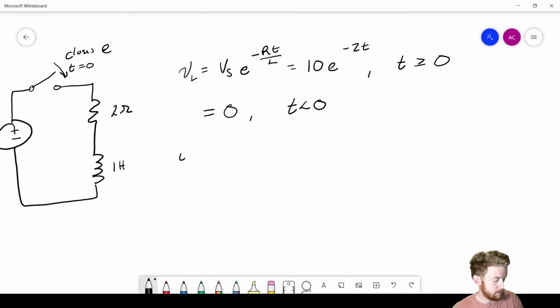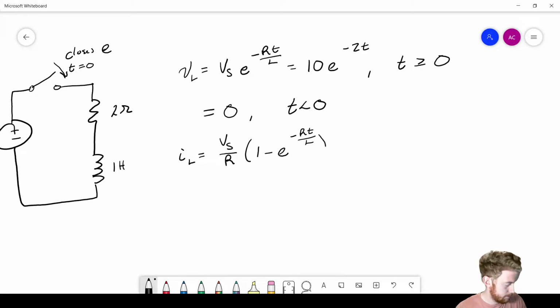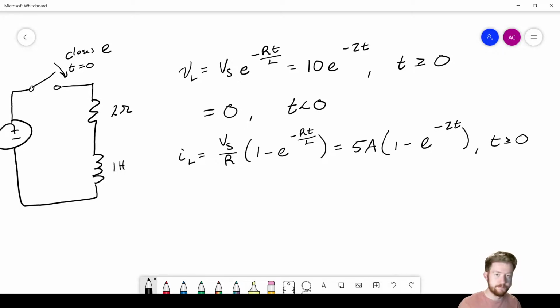Okay, so now let's look at the current. The current through this inductor is going to be Vs divided by R times 1 minus e to the negative Rt over L. That was the formula that we derived before. So we can see that this is going to be equal to 10 volts divided by 2 ohms, which is going to be 5 amps. I wanted to specify amps so that we know that this is current. And then times 1 minus e to the negative 2t. And this is for t, once again, greater than or equal to 0.